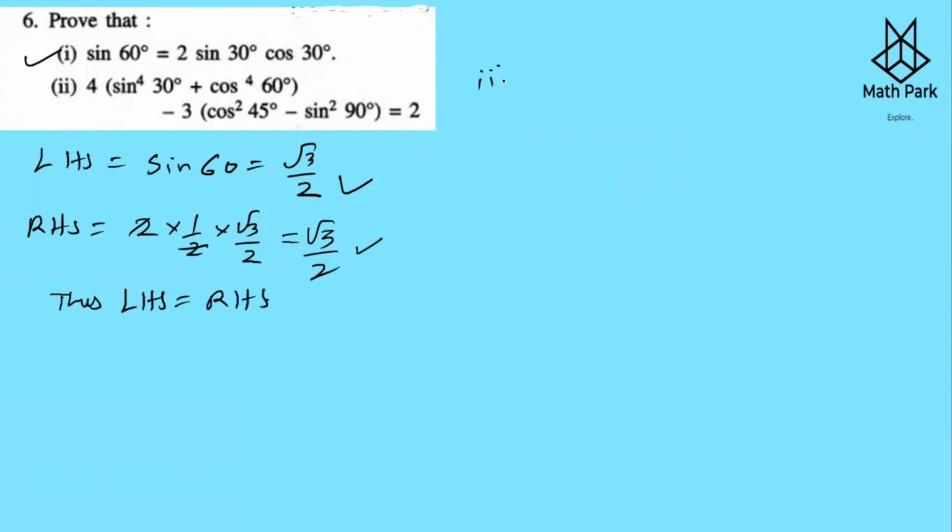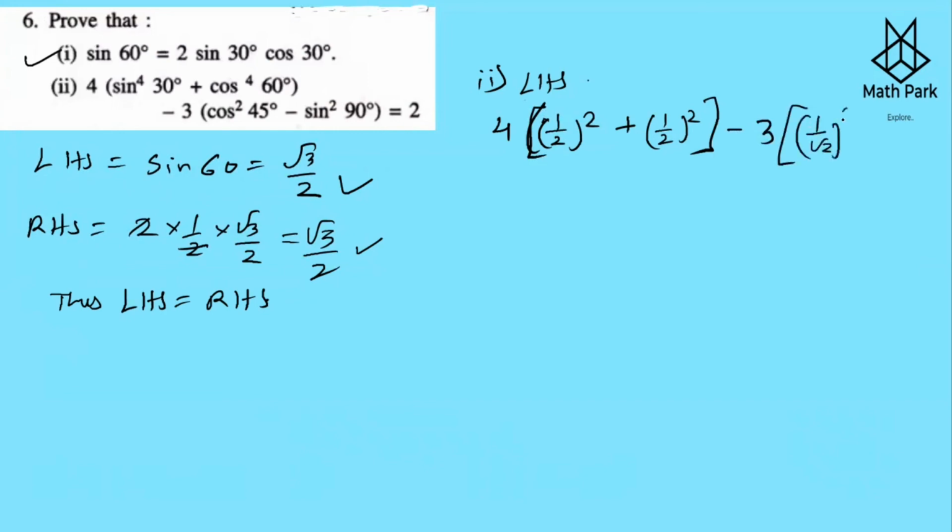Let us do the second one here. Let us take the LHS of this. So 4 sine raised to 4 30. Let us write this 4 as it is. Sine 30 is half, so the square of this. Plus cos raised to 4 60. Cos 60 is half, and then the square of this. Minus 3 cos square 45. Cos 45 is 1 upon root 2, so square of that. Minus sine square 90. Sine 90 is 1, so 1 square.